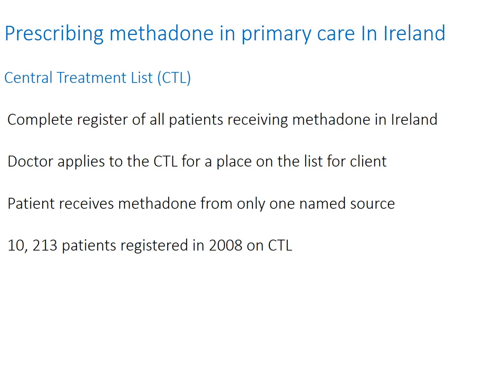The development of methadone maintenance programs in Ireland is based from a central base at the central treatment list in Dublin, and there's a complete register of all patients receiving methadone in the country. This list is only available to prescribing doctors and to pharmacists involved in the program, but to nobody else. Doctors can apply to the central treatment list for a place on the list for a client, and this patient will receive methadone prescription only from one named doctor, and it will be dispensed by one named pharmacist. In the year 2008, there were just over 10,000 patients registered on the central treatment list.